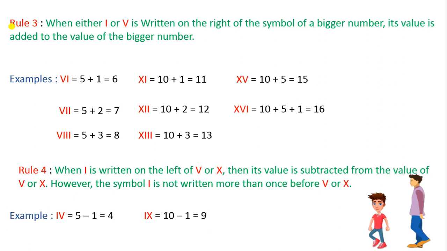Yes, Rahul, correct. And Rahul, one thing always remember, the symbol I is not written more than once before V or X. That is, for example, the number 8 is not written as IIX. Okay, sir, I remember that. Okay, Rahul, those are the 4 rules for using the Roman numerals.